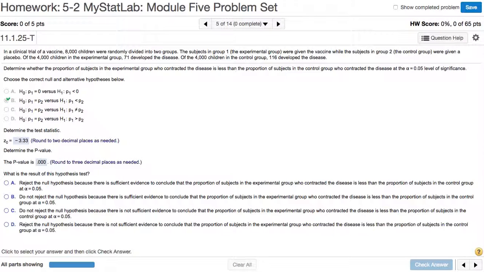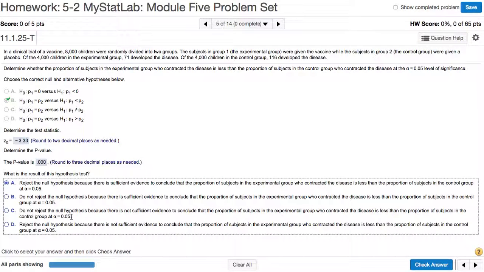And then what is the result of this hypothesis test? So we are going to reject the null because there is sufficient evidence to conclude that the proportion of subjects in the experimental group who contracted this disease is less than the proportion of subjects in the control group at the alpha level of 0.05. That looks right to me.